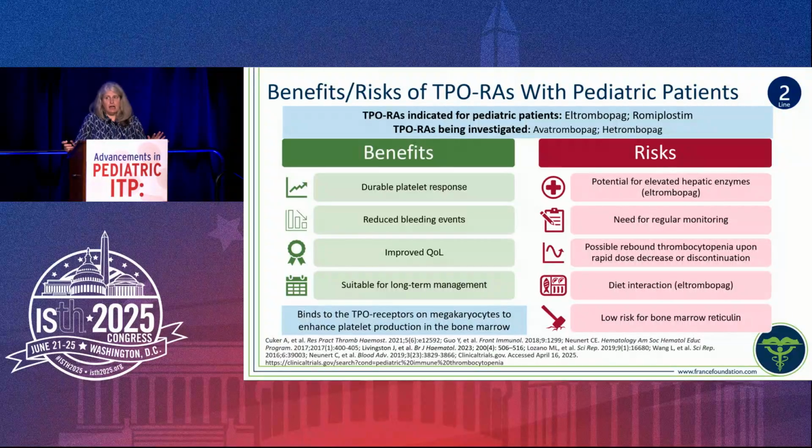So when these drugs stop, some patients do go below their baseline and have bleeding that's more severe than what they've had before as well. Eltrombopag has a dietary interaction. And then there's low risk for bone marrow reticulin, which we've seen in adult studies where they actually did bone marrow biopsies on patients receiving TPO-RAs. And so that's not really a concern.